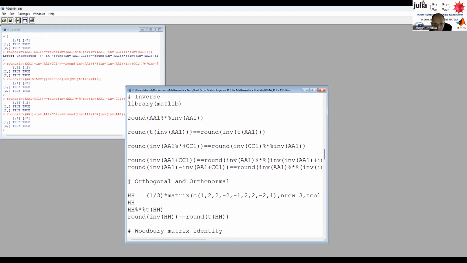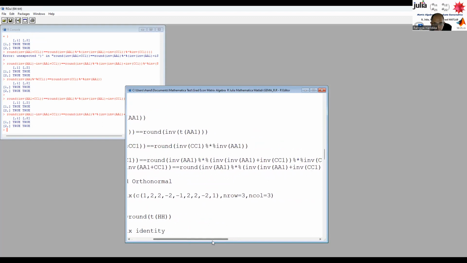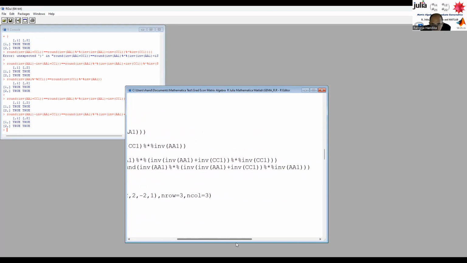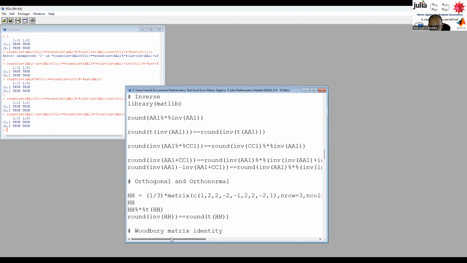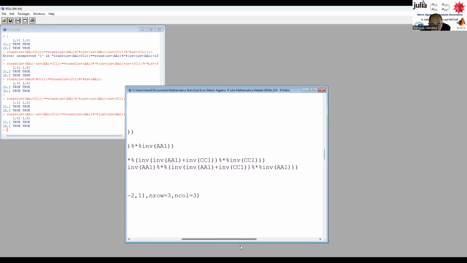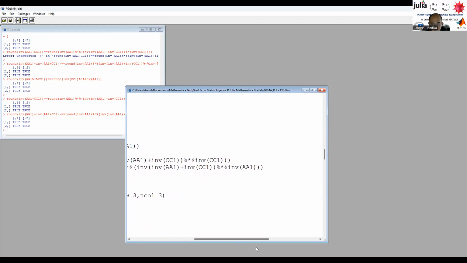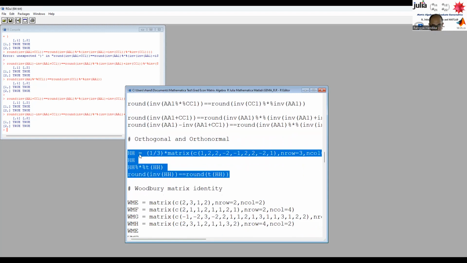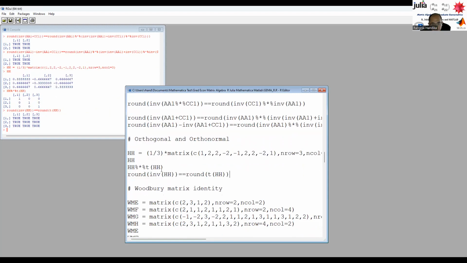So this is another form of the inverse of A plus C. You can see it equals inverse A multiplied by the inverse of inverse A plus inverse C, and then inverse C. Another is inverse A minus the inverse of A plus C equals inverse A multiplied by the inverse of inverse A and inverse C, multiplied by inverse A. Orthogonal or orthonormal here: if the matrix is orthogonal, the inverse will be similar to the transpose. So this is the meaning of orthogonal and orthonormal here.